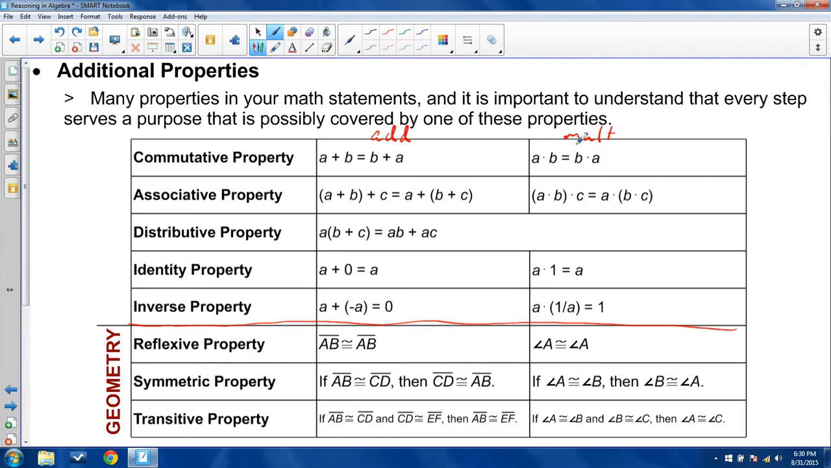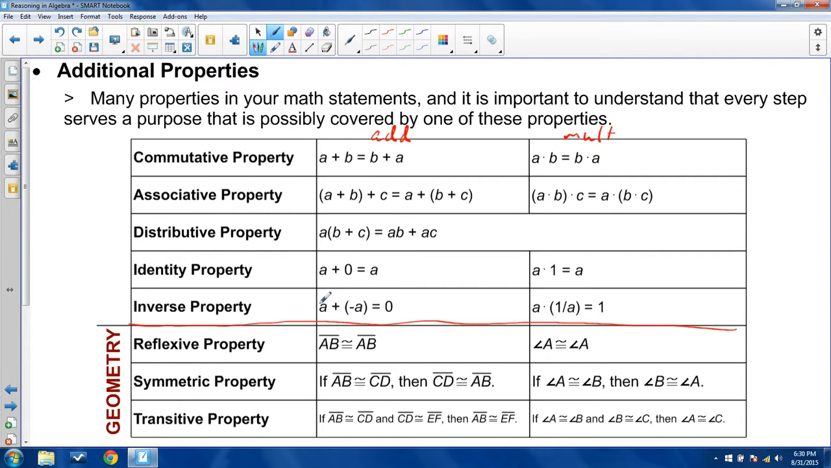Notice these are for addition and multiplication. These are not for subtraction and division because that's not necessarily the case for those. I'm going to skip distributive for one moment here to talk about identity property for addition. This says that any number can have 0 added to it and you will maintain that value. And this says that any number can have 1 multiplied to it and you will maintain its value.